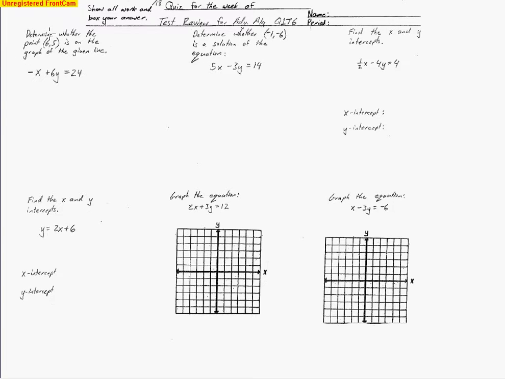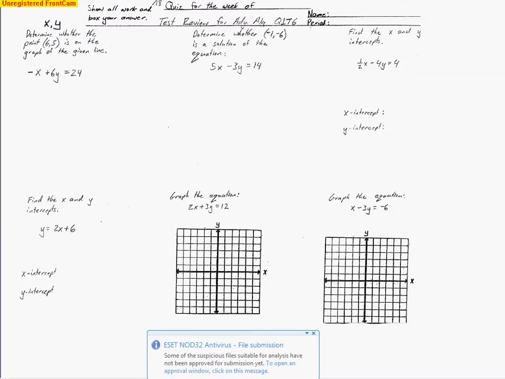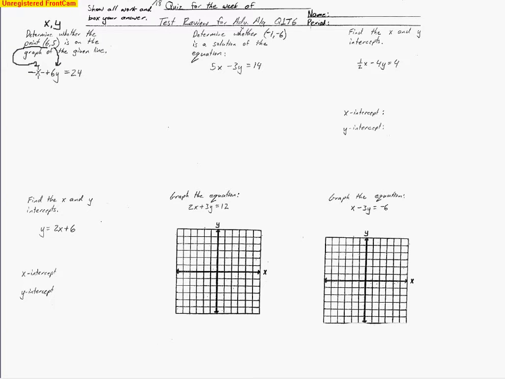All we're going to do is take our x value and our y value and substitute them into the equation. So 6 is going to go in place of the x, and 5 is going to go in place of the y. I'll rewrite the equation. This minus sign in front of x means the opposite of x, so it's the opposite of 6. So negative 6 plus 6 times 5, and we have to see if it equals 24 or not.